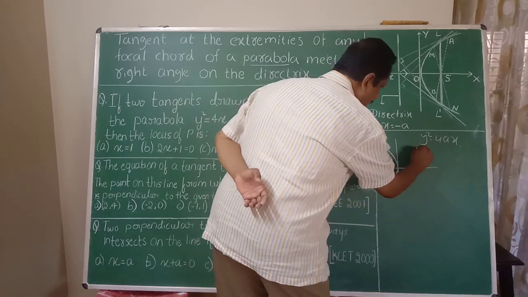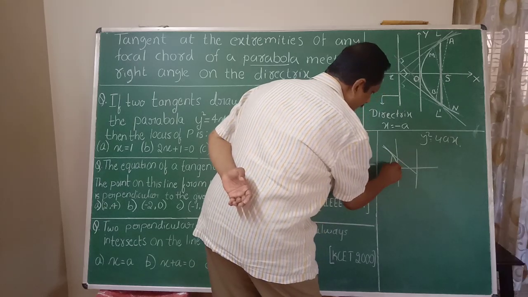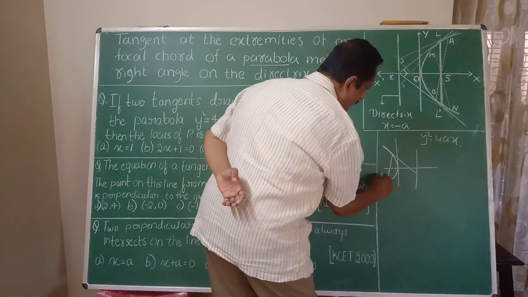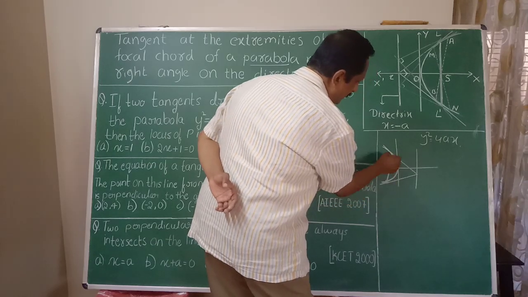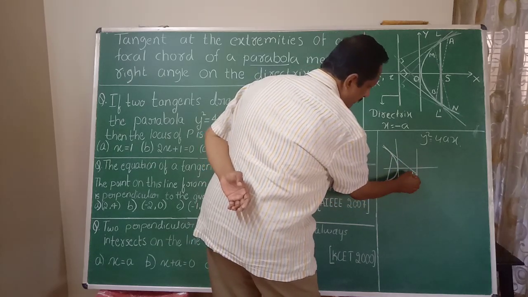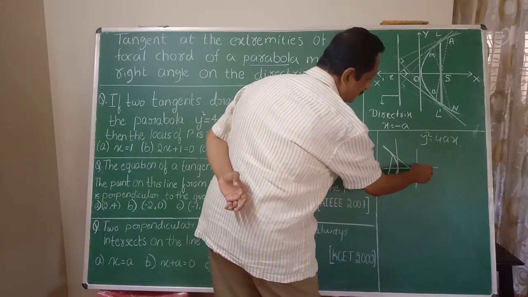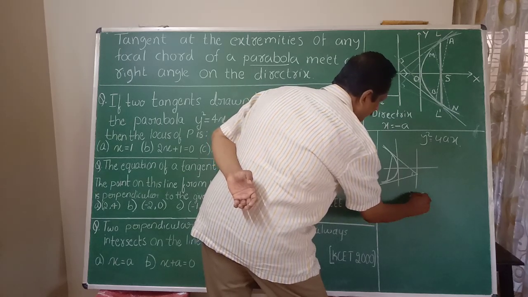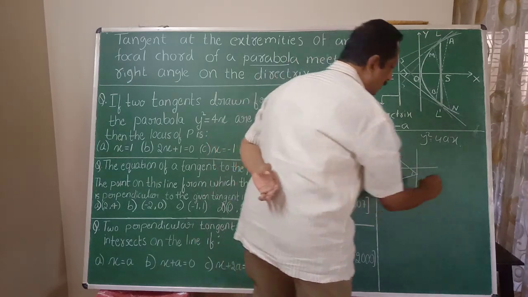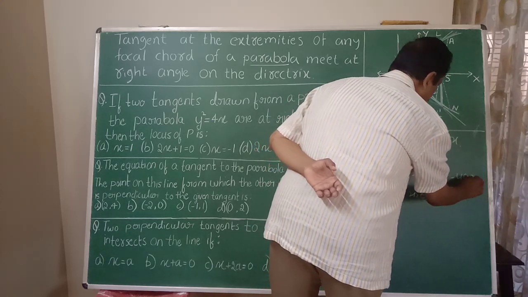Then this is the directrix here. If we draw the tangents at the ends of the focal chord, they are always perpendicular. Then that point of intersection must lie on the directrix. Here the equation of the directrix is x is equal to a. The equation of this parabola is y square is equal to minus 4ax.